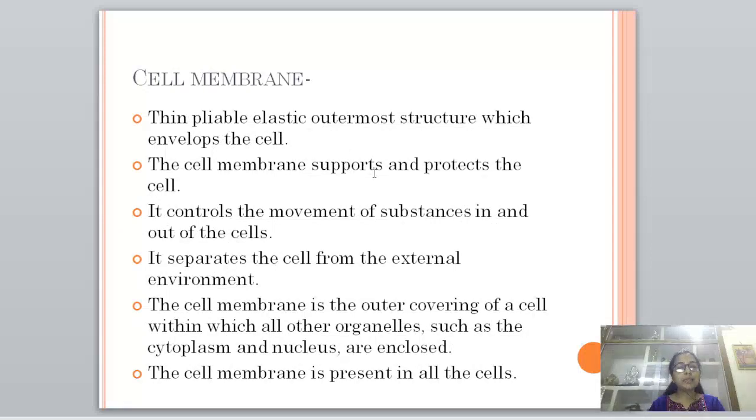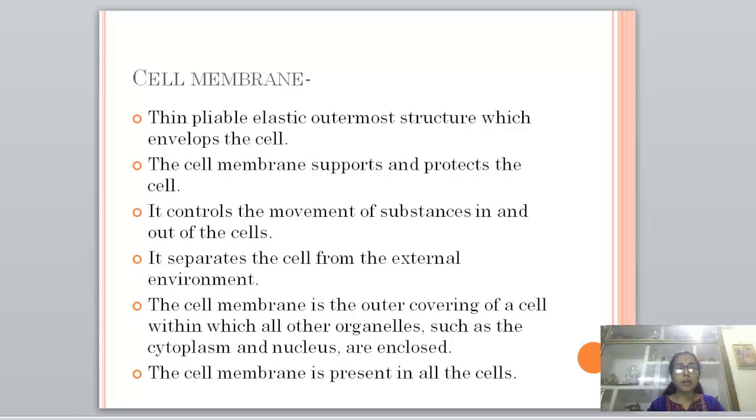It protects the cell, and it is present in both plant and animal cells. It protects the cell from the external environment. Both plant and animal cells have a cell membrane. It controls the movement of substances in and out of the cell. It has pores in the membrane which control the movement of substances in and out of the cells.